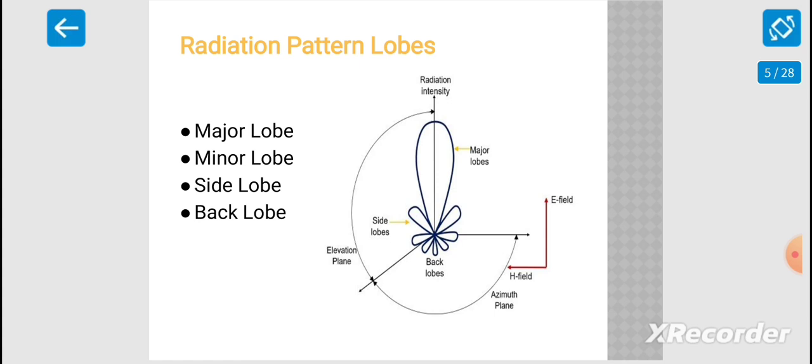Depending on the field strength, the radiation lobes can be classified. First lobe is the major lobe. This is the radiation lobe containing the direction of maximum radiation. It is also called the main lobe. The maximum power is transmitted to free space from an antenna only by major lobes. Depending on the type of antenna, there is a possibility to have more than one major lobe in a pattern.